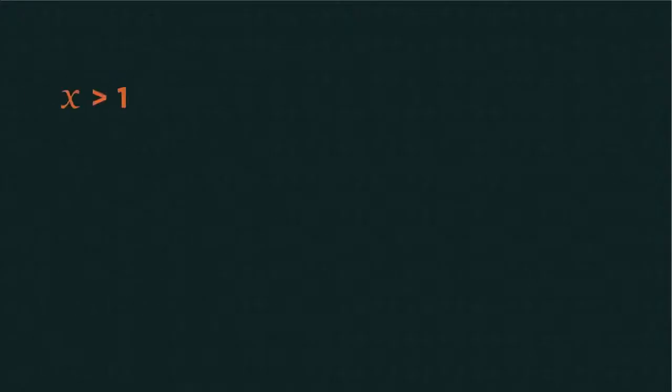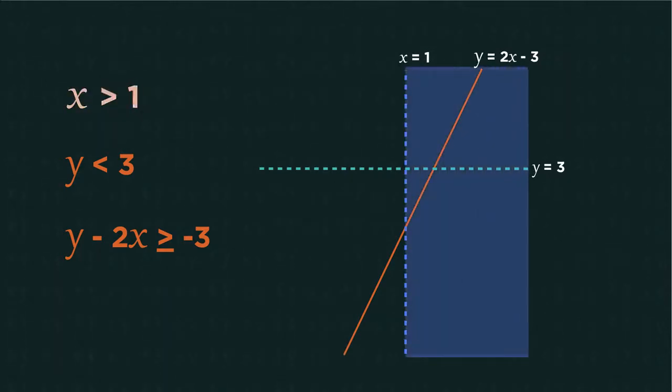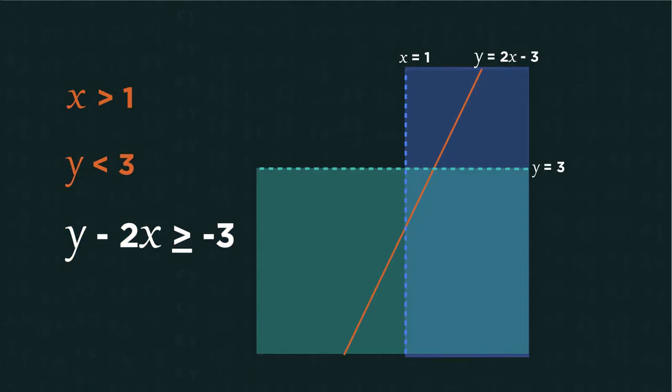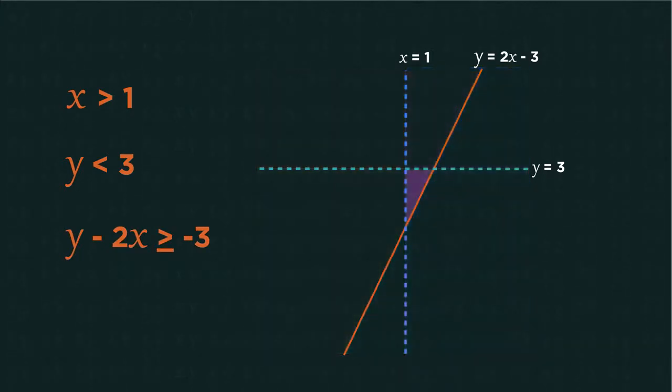We can even shade regions that are bound by multiple inequalities. Start by plotting all 3 lines onto the graph. Then do the shading. X is more than 1 is this way, y is less than 3 is down here, and y is bigger than the line is here. The only region that has been shaded by all 3 is this bit, so that's the answer.